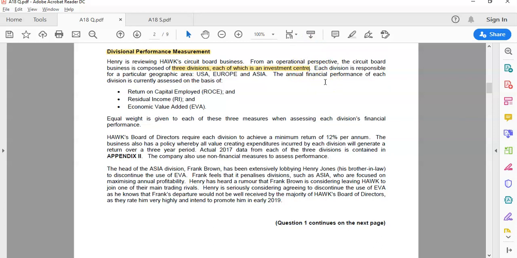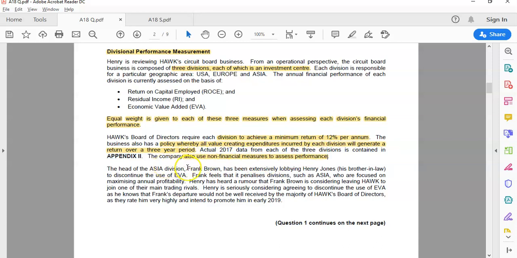And the 3 typical financial measures we use are ROCE, residual income, and EVA. And what they do then is they give equal weight to each of these 3 measures. That's their current divisional performance measurement system. Minimum required rate of return, 12%. And value creating expenditure has a life of 3 years. You'll need that for your EVA. Company also uses non-financial measures, but again, we're not told explicitly what they are.